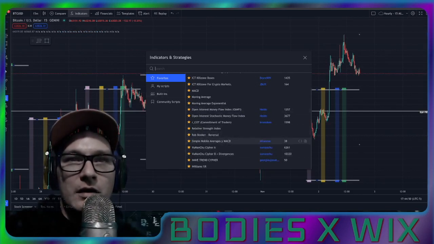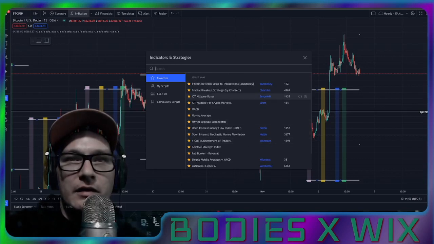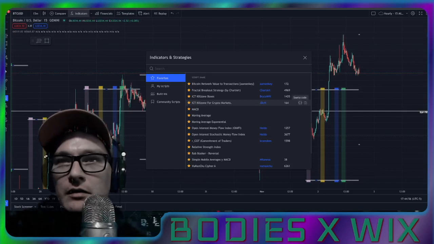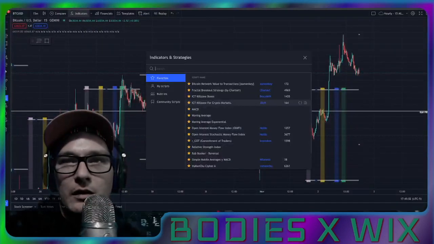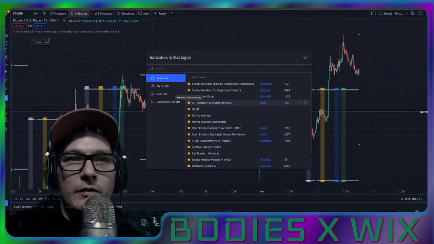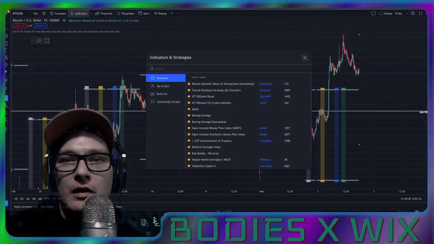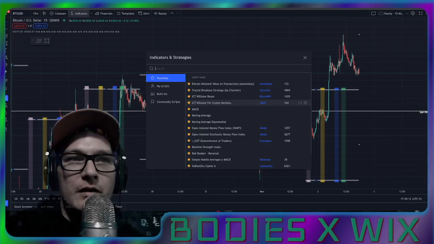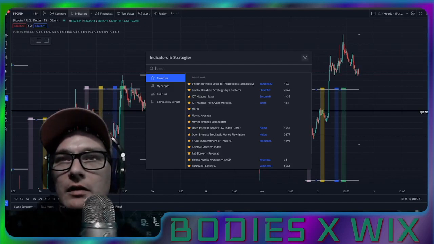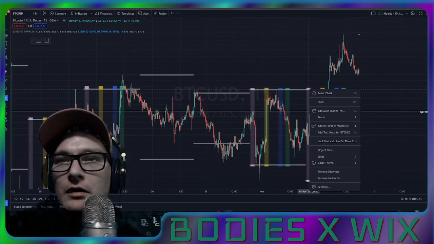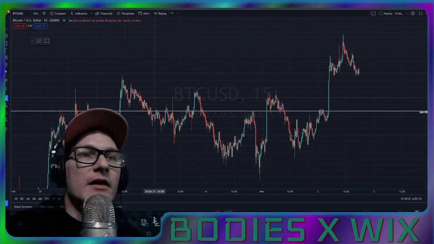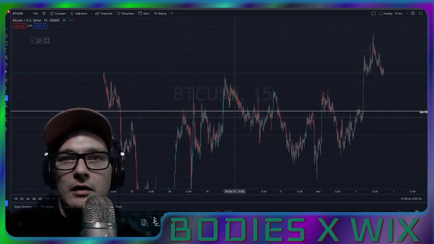because it was the ICT kill zone for crypto markets. Okay, here it is. Source code, read more. How about I just remove it? How do I just remove it? That's not working. Remove indicator. There we go. All right, there we go. We are in. Good.